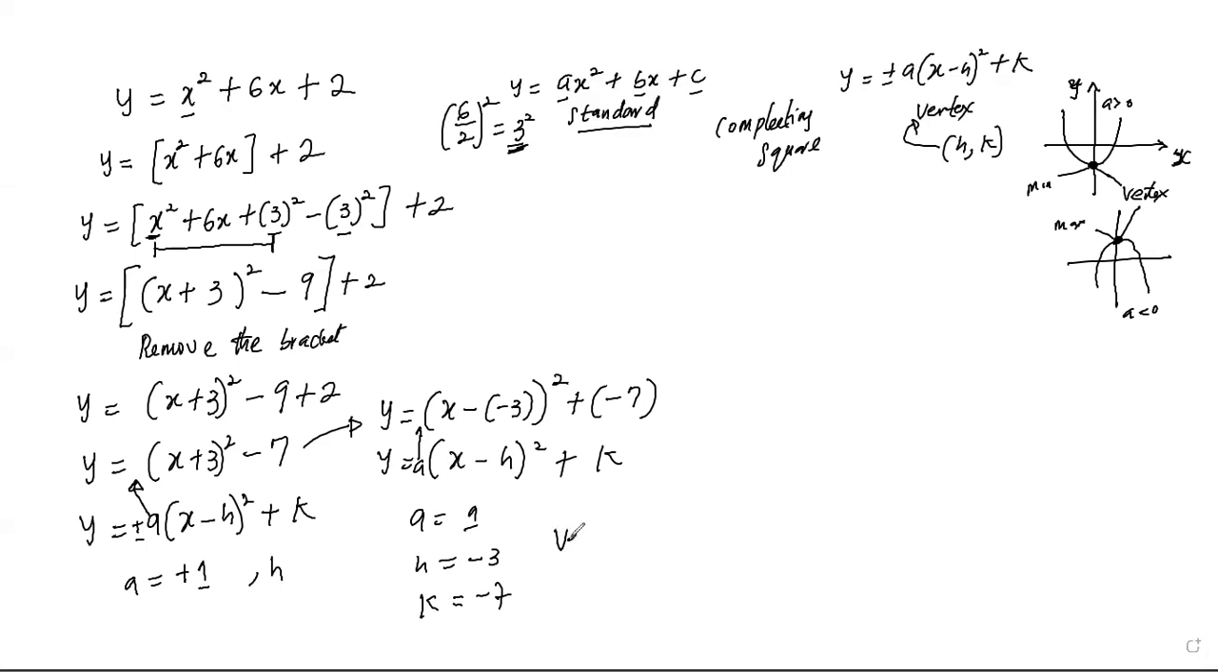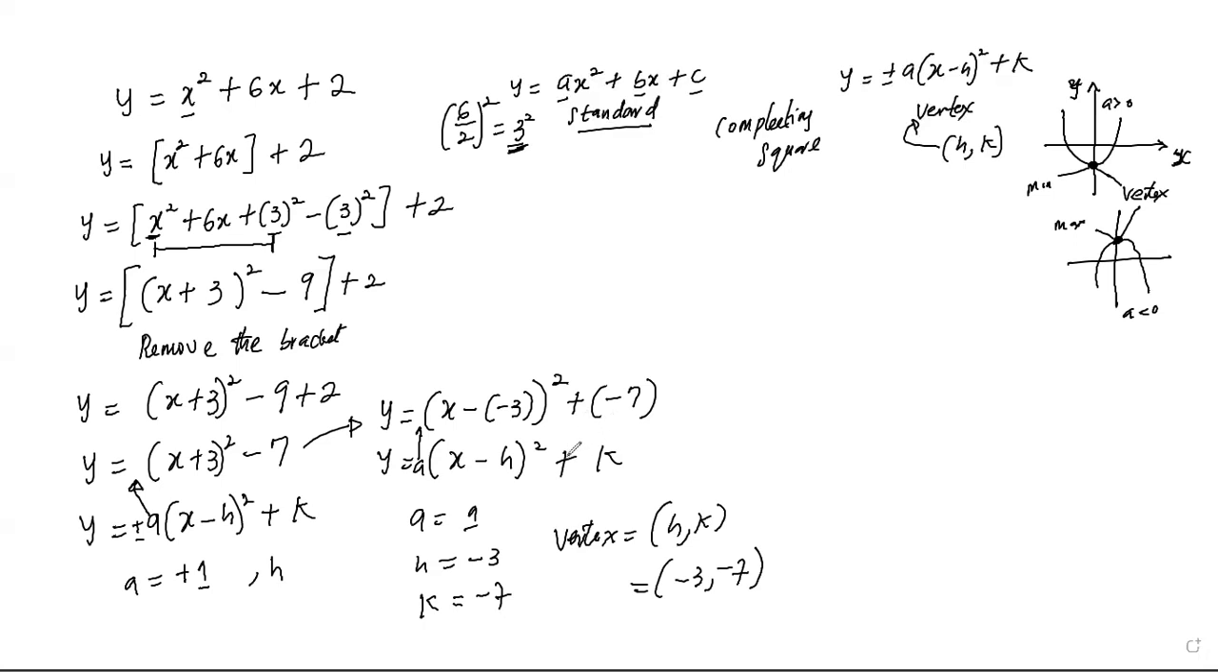So the vertex, therefore, will be equal to (h, k), and that is just (minus 3, minus 7). So this is the vertex of this parabola. This is what it will look like, okay? This is the vertex of this parabola. So this is where we are going to stop today.